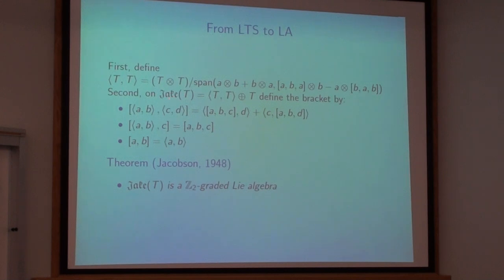This algebra is called Jake. Jake was a nickname of Jacobson. So this is a Z2-graded Lie algebra, and the correspondence going from a Lie triple system to this Lie algebra is also functorial, which means for each Lie triple system homomorphism, you have a Lie algebra homomorphism, a graded Lie algebra homomorphism. Is it the other way too? Other way.